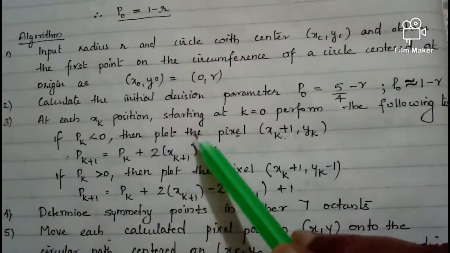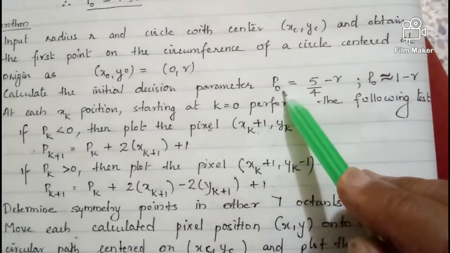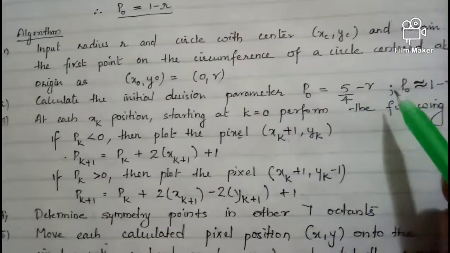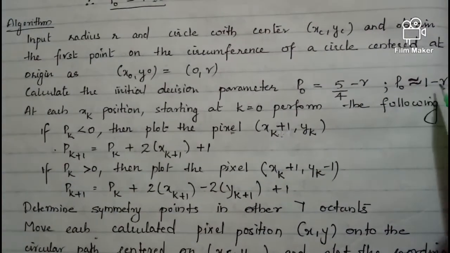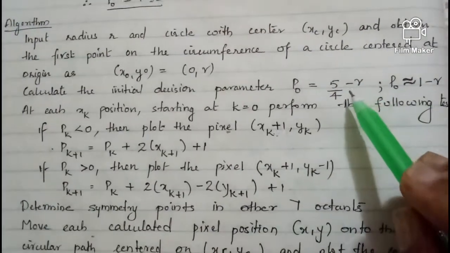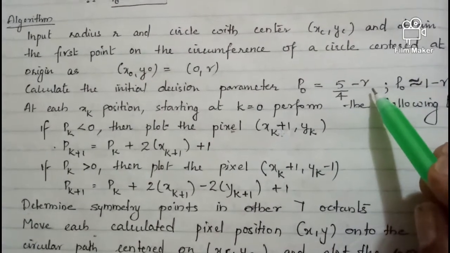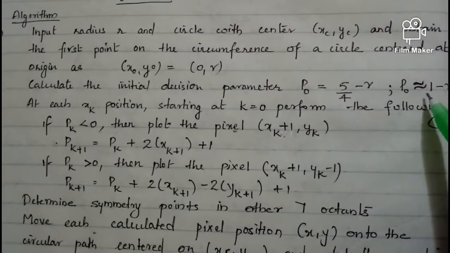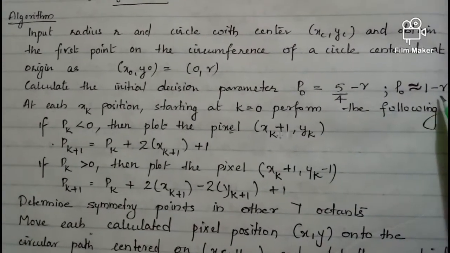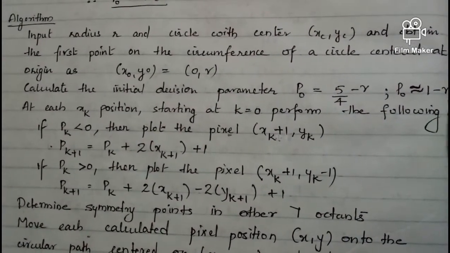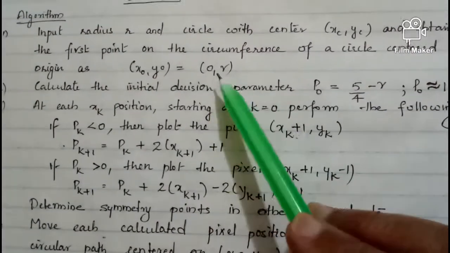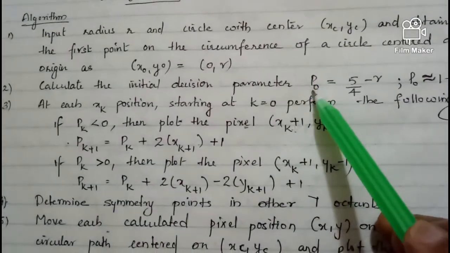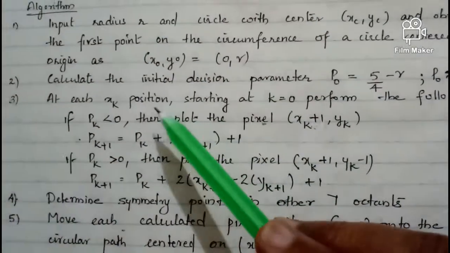Now to move on to the next step, we have to calculate the value of the initial decision parameter, which is represented by P0. It is calculated using the value 1 minus r, where the exact value is 5/4 minus r. But for our convenience in calculation, we are taking 5/4 as approximately equal to 1. So P0 will be computed using the equation P0 = 1 - r. Once the first point is decided and the value of P0 is computed, let us move on to the next step.